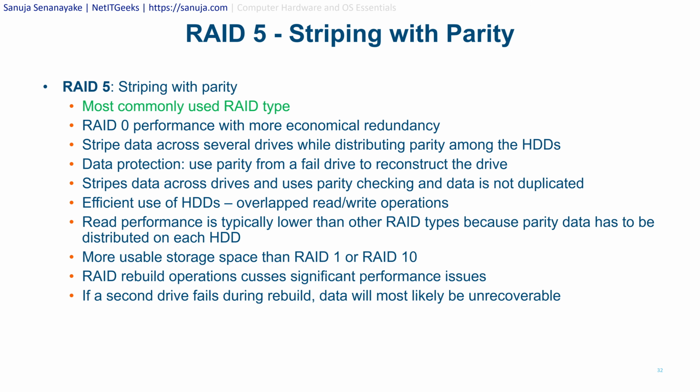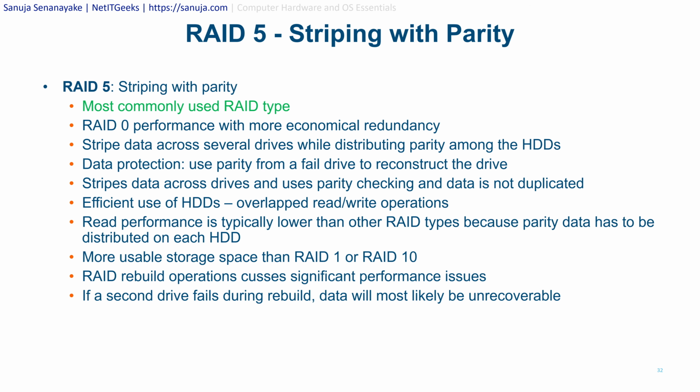So RAID 5 as a result is very efficient in terms of space, so hard drive space. The overlapped read-write operations also become very efficient because not only is space efficient, but it is much more efficient in terms of read-write operations. Read performance is typically lower than other RAID types because the parity data has to be distributed on each hard drive. However, it is still efficient.